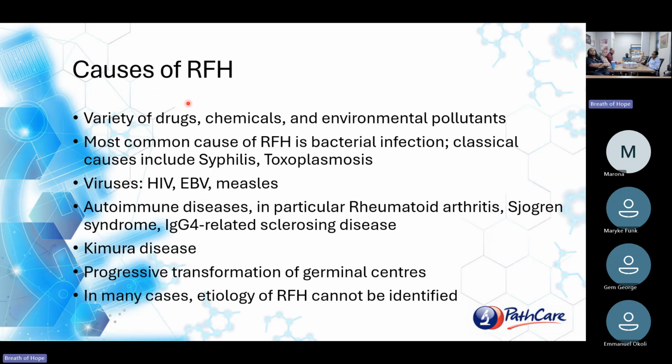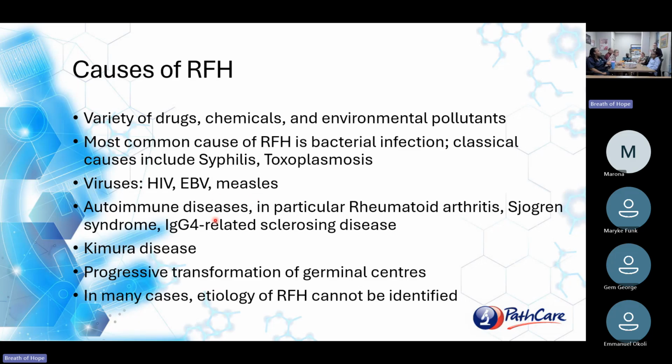There are other causes, though, of reactive follicular hyperplasia. For example, a variety of drugs, chemicals, and environmental pollutants can also cause this picture. Zooming out from the specific anatomical areas, other bacterial causes of reactive follicular hyperplasia include syphilis, toxoplasmosis, and your viruses, your HIV, EBV, and measles.